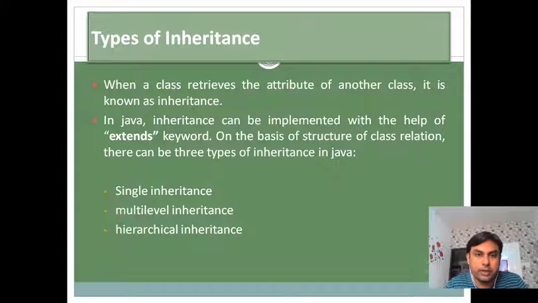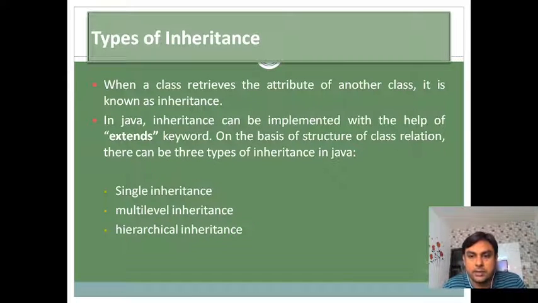So before learning types of inheritance, we will see what inheritance is. When a class retrieves the attributes of another class, it is known as inheritance. If you have an existing class and you derive another class from this existing class, then it is called inheritance. In Java, inheritance can be implemented with the help of the extends keyword.